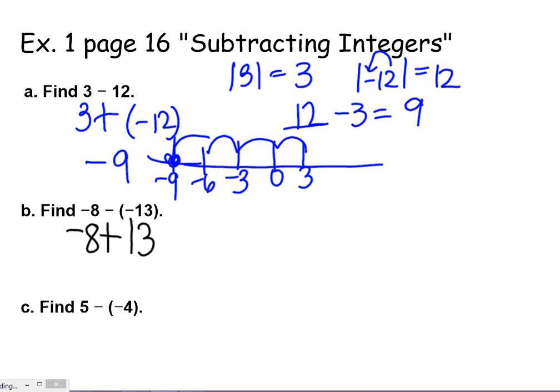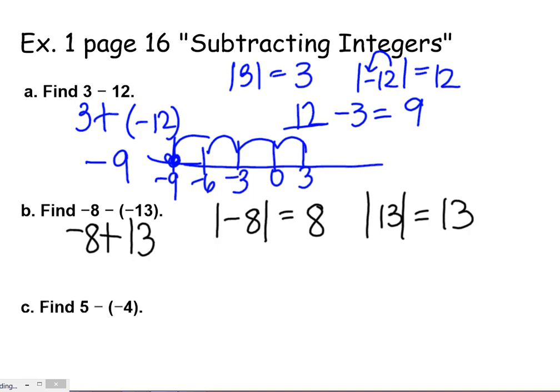Since they have different signs, a minus and a plus, we have to subtract the absolute values. The absolute value of negative 8 is 8. The absolute value of positive 13 is still 13. 13 take away 8 is 5. Keep the sign of the bigger number. The larger number in this case is 13, and 13 is positive, so our answer is positive 5.